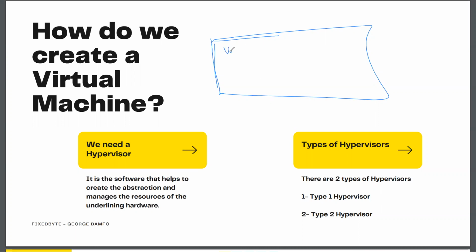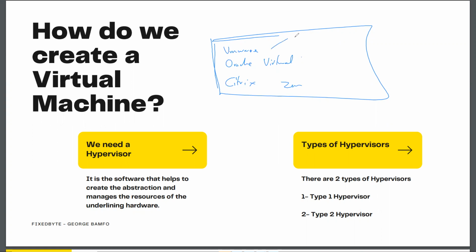So we have VMware, and there is the Oracle VirtualBox software as well. There's also Citrix. I'm sure some of you might have come across Citrix. So Xen is for Citrix.